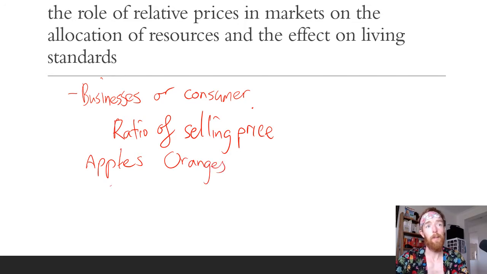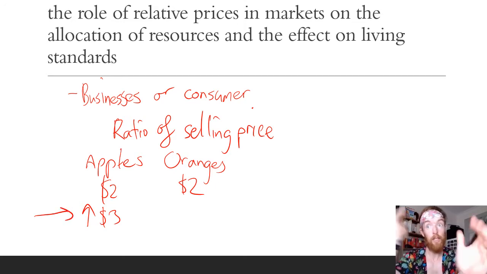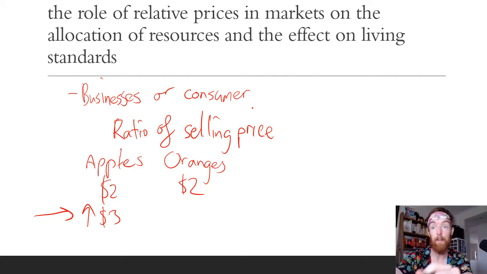If they're both originally worth $2 for the selling price and apples goes up to $3, producers are going to move their productive resources into producing apples because they're more relatively profitable. And that's a great terminology to use, because they're more relatively profitable. The businesses are getting more profit for them and they are happy about that.